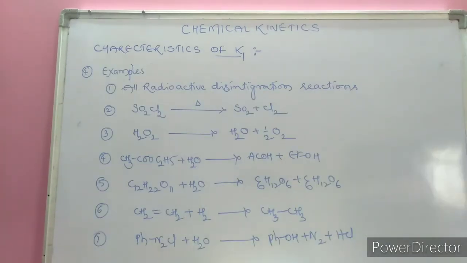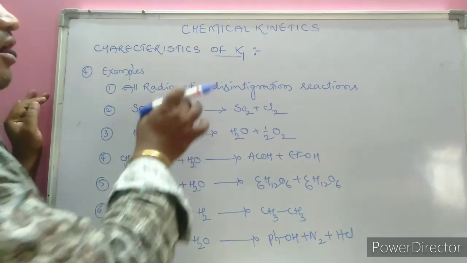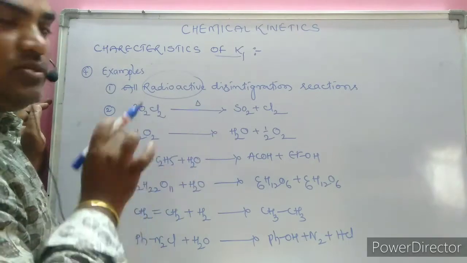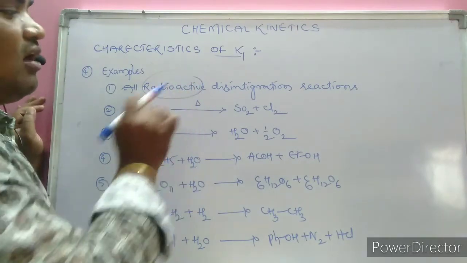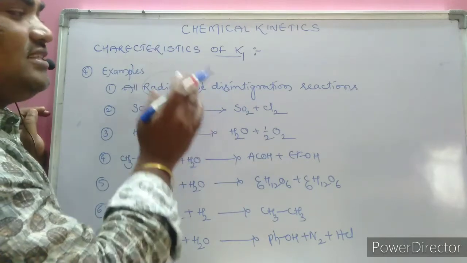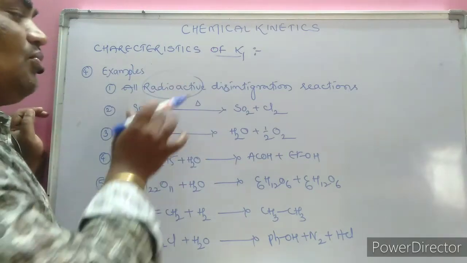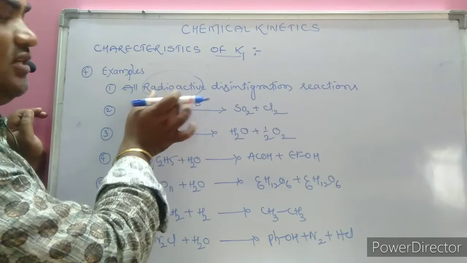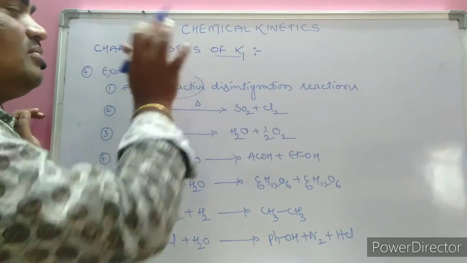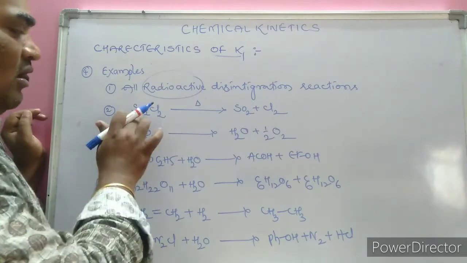Next, examples of first order kinetics: all radioactive disintegration. It may be a natural radioactive disintegration or artificial, meaning a heavier nuclide gets converted into a lighter nuclide, which we call radioactive disintegration. Whether it is natural or artificial, all come under first order kinetics.